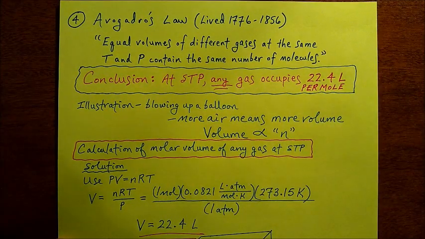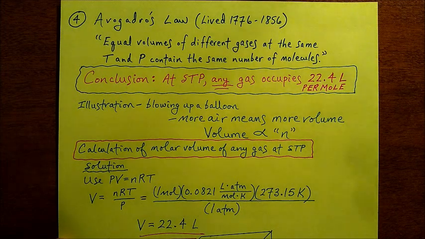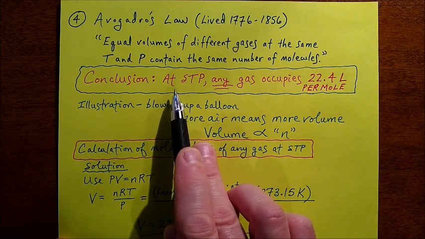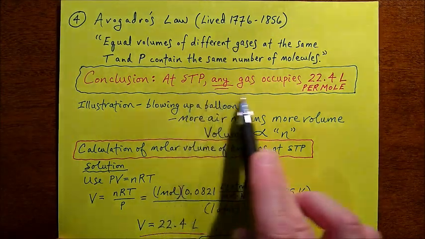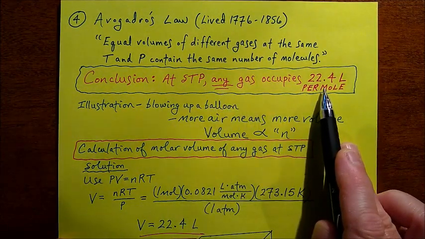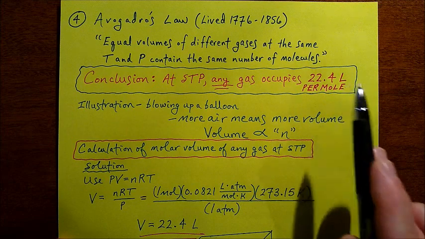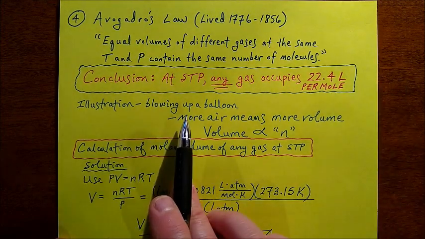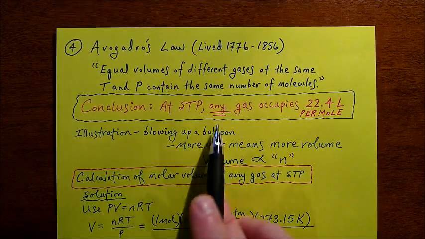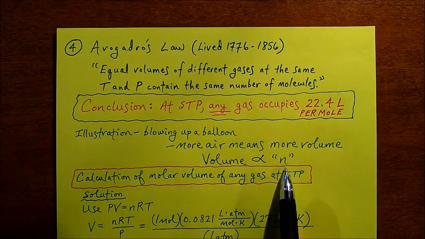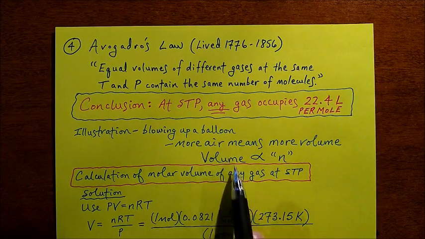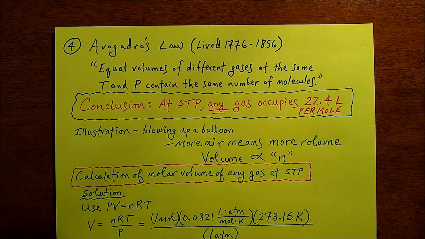I think of all of them, it's the easiest one to understand. It's the most obvious. But his work led to a very important conclusion or observation. At standard temperature and pressure, STP, any gas, it doesn't matter what it is, occupies a volume of 22.4 liters per 1 mole. An illustration of Avogadro's law is just simply blowing up a balloon. You blow air into a balloon, the amount of gas goes up, N is air molecules. The more air you blow in, the N goes up, so the volume goes up. They're directly proportional.